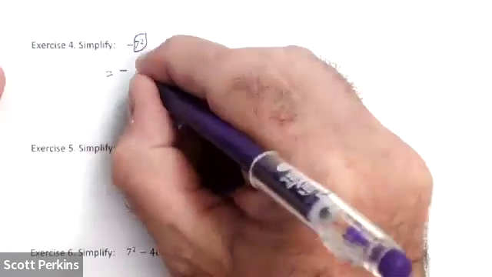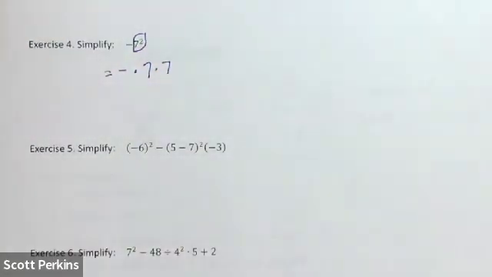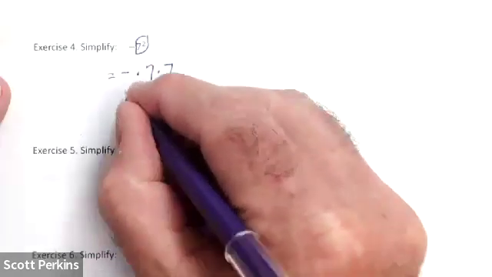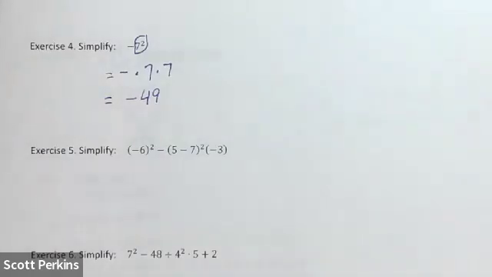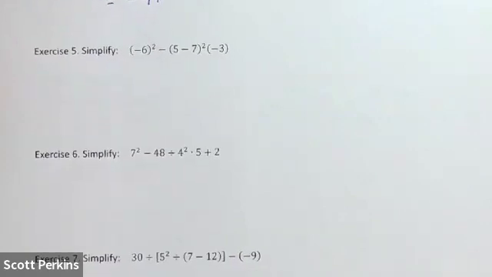So what I have written out is a negative times 7 times 7 when I write it all out. And so the 7 times 7, that's 49. And then that negative just makes it a -49. So when the negative is outside, you don't worry about it with the exponent. It's only when the negative is in the parentheses that it is part of what you're doing with the exponent. So that becomes significant in our next problem, exercise 5.